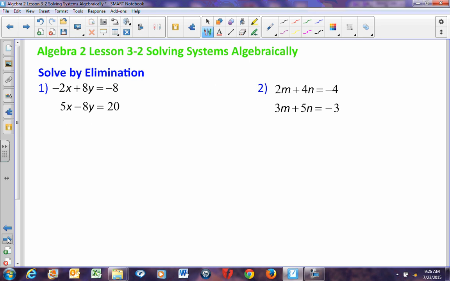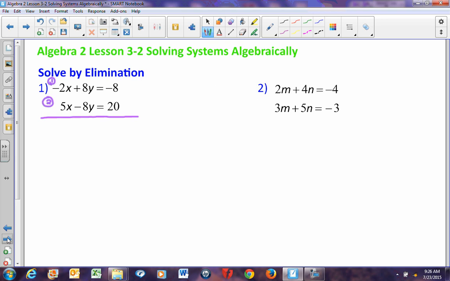If I was going to solve by elimination, the first thing I want to do is look at my two equations and eliminate something. In other words, if I add equation 1 to equation 2, something should go bye-bye. If it doesn't, then I may have to multiply one of my two equations, or both, by something in order to eliminate a variable. If I look at this first problem right here, I have two equations. This is the first one, this is the second.